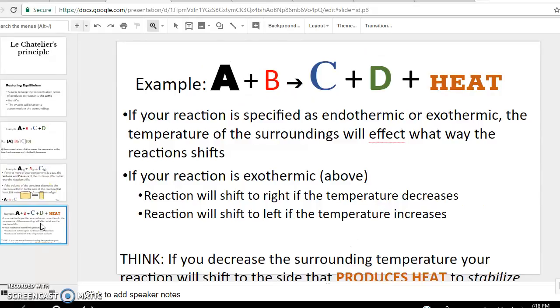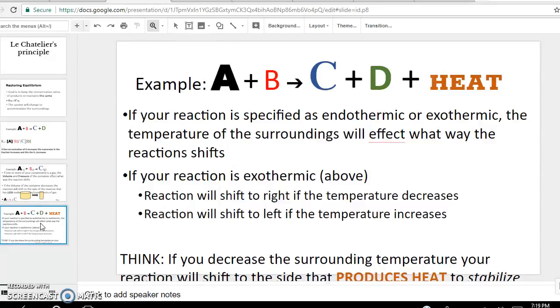In the last example, we have an exothermic reaction where we are now incorporating temperature and heat into LeChatelier's principle. So we have A plus B becomes C plus D plus heat. Now, if your reaction is specified as endothermic or exothermic, the temperature of the surroundings will affect what way the reaction shifts. If your reaction is exothermic, the reaction will shift to the right if the temperature decreases.